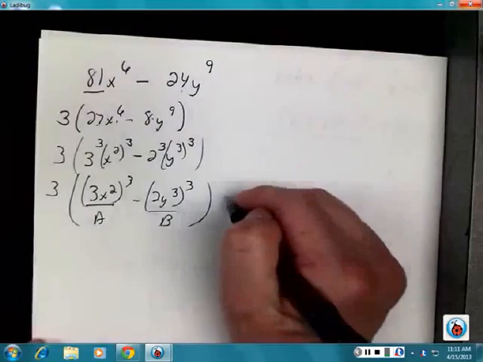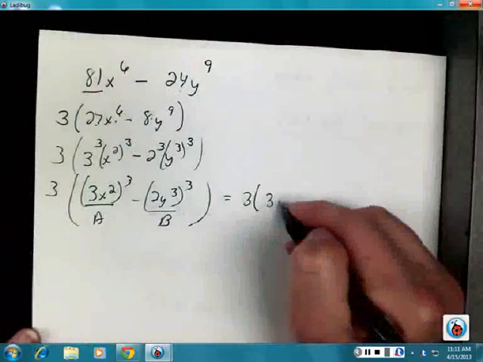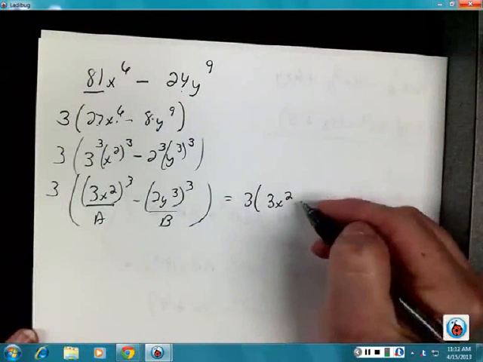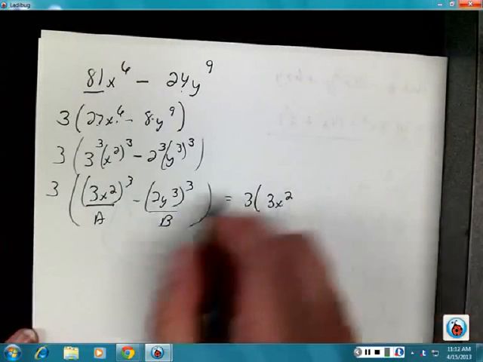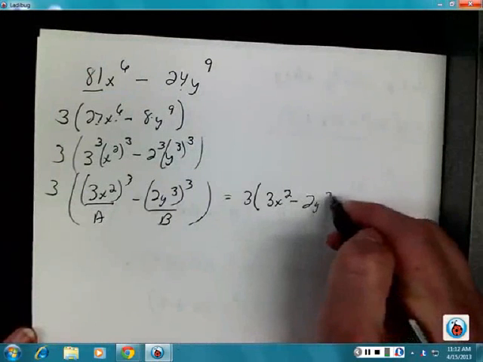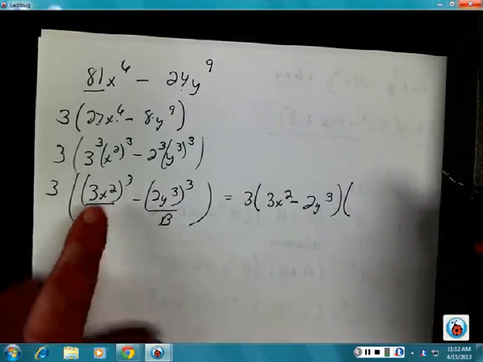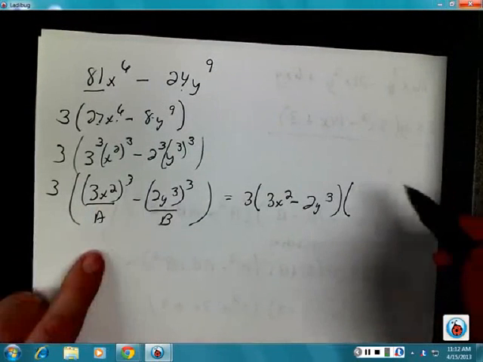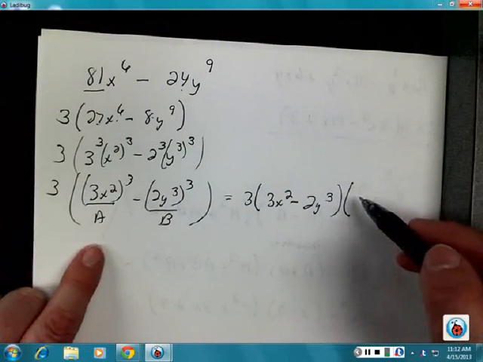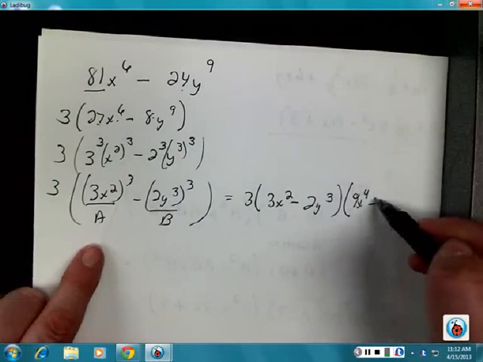So my answer to this one is 3 times 3x squared, because I'm putting an A. No, it's a minus 2y cubed. And then the second piece of it, square the A. So 3 times 3 is 9. X squared and x squared is x to the 4th, so 9x to the 4th. Opposite sign, so it's a plus.